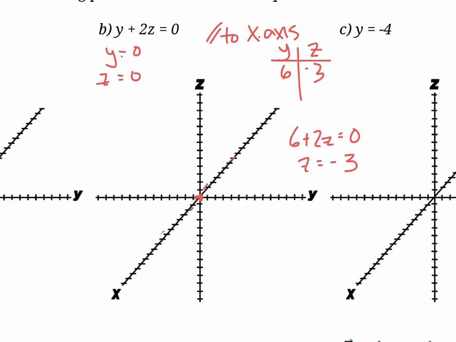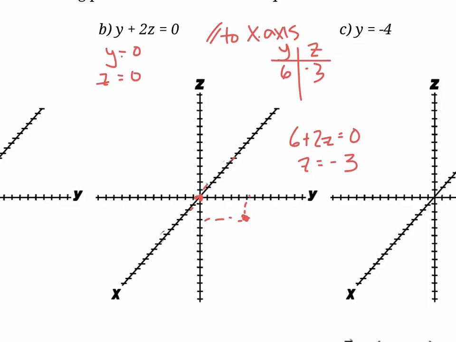So basically we can plot that point. Picture the YZ plane as a flat plane, like the surface of your paper there. If we go 6 over, 1, 2, 3, 4, 5, 6, and then go down 3 from that point in the Z direction, we're going to end up somewhere down there. So just to show you, I came across and down to that point there.